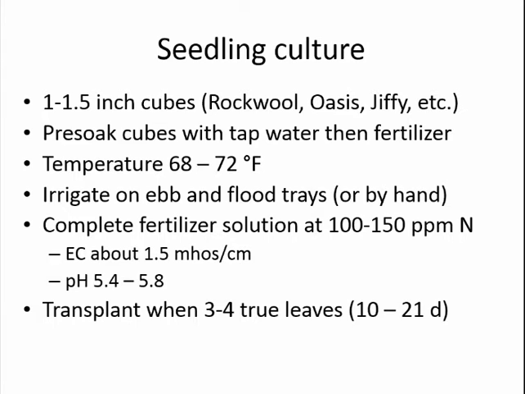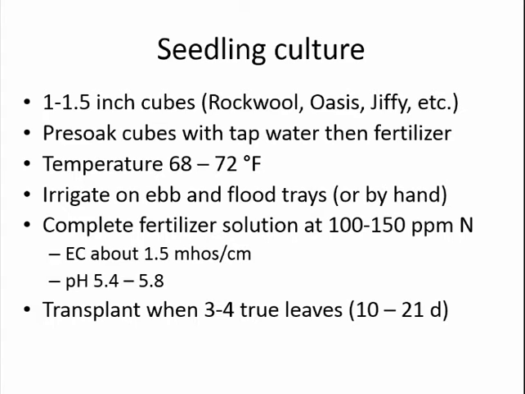We use a complete fertilizer solution, and often we use it at a slightly lower rate, say maybe 100 to 125 parts per million nitrogen, and then all the nutrients would be in balance to that, with an EC of say 1 to 1.5. And as Chris said, pH varies somewhat by crop, but often we target say 5.4 to 5.8.